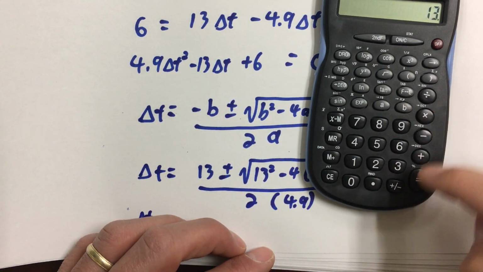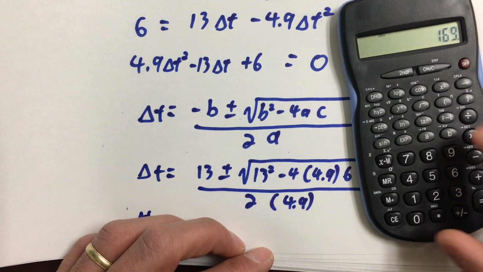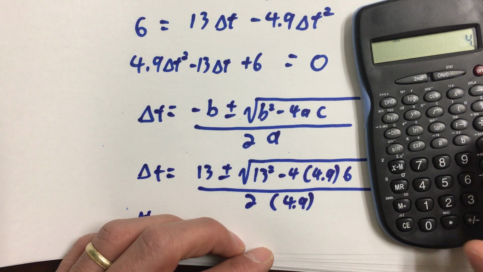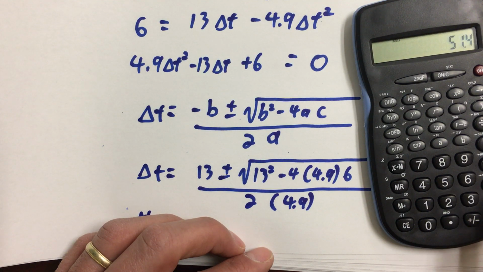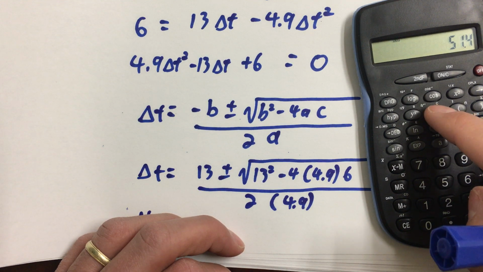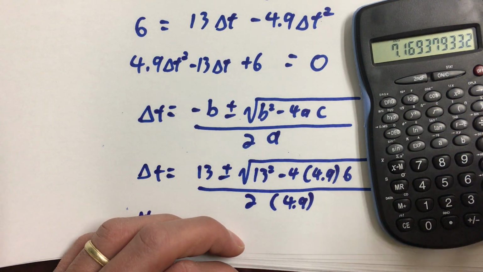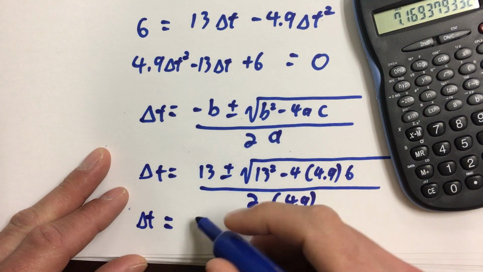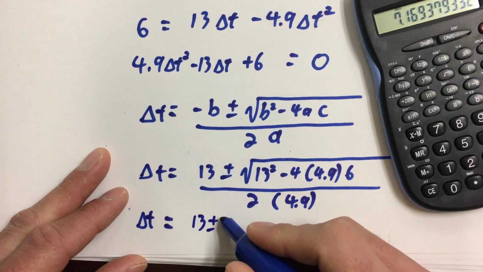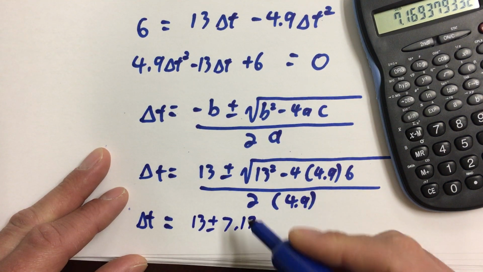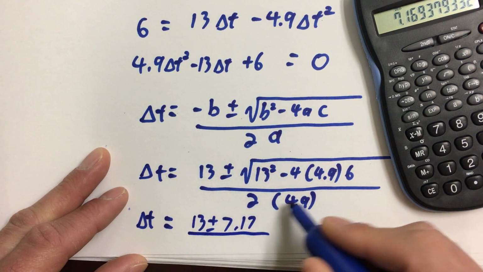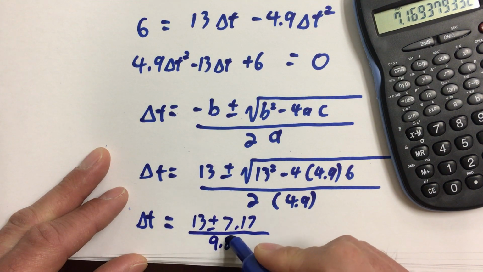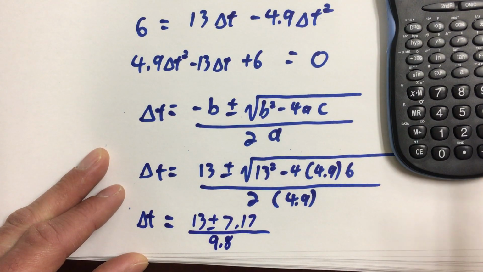So I've got 13 squared minus 4 times 4.9 times 6 gives me a 51.4 under the square root sign. So when I take the square root, that is 7.17. So I've got 13 plus or minus 7.17, all divided by 2 times 4.9, which is 9.8. So I've got two answers.